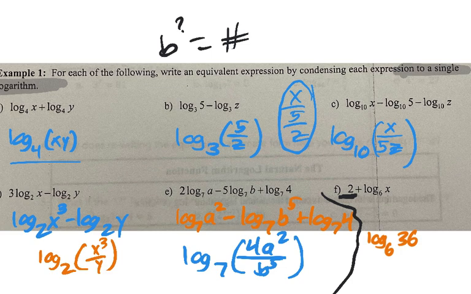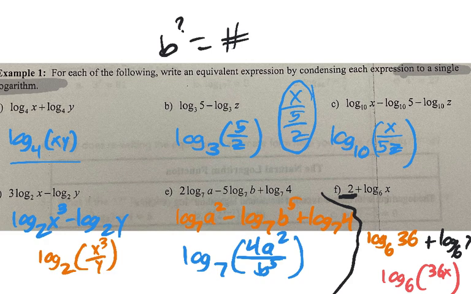Can you wrestle with that? Does that make good sense? This says 6 raised to what power is 36? 2. This would simplify to be 2. So I could write 2 as log base 6 of 36 plus log base 6 of x. And now I have addition of logs that I could write as multiplication of the argument. I don't know why I wrote it like it was going to be a fraction.